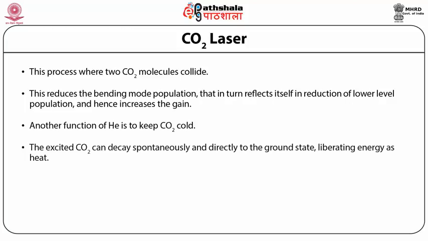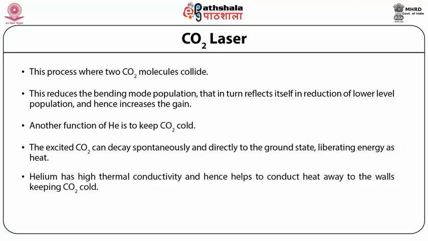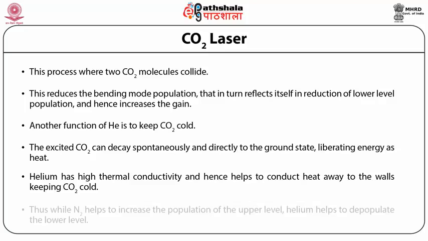The excited carbon dioxide can decay spontaneously and directly to the ground state, liberating energy as heat. It is necessary to keep the temperature of the CO2 low to avoid population of the lower level by thermal excitation. Helium has high thermal conductivity and hence helps to conduct heat away to the walls, keeping CO2 cold. Thus, while nitrogen N2 helps to increase the population of the upper level, helium helps to depopulate the lower level.